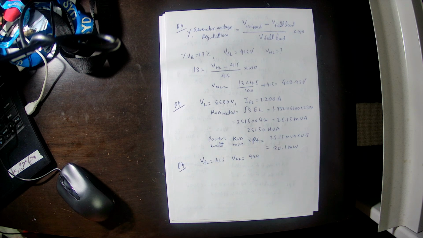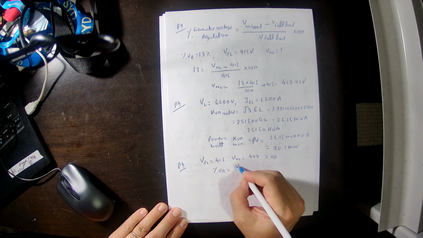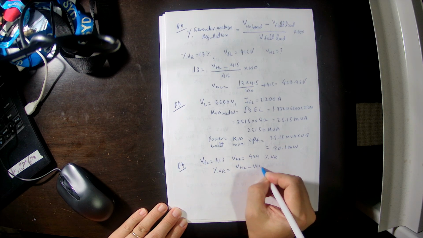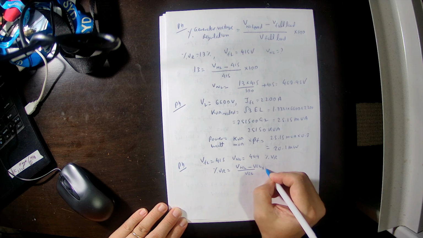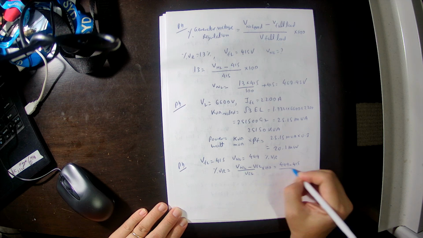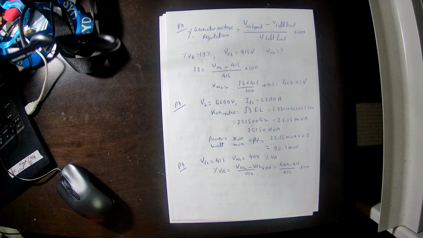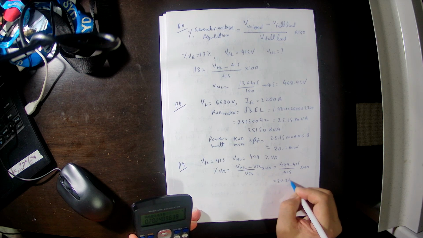We have to calculate percentage voltage regulation. So percentage voltage regulation equals V no load minus V full load, divided by V full load, into 100. So V no load is 499, V full load is 415, divided by 415 into 100. So this is 499 minus 415, divided by 415. So that will be 20.24%. Percentage voltage regulation is 20.24.